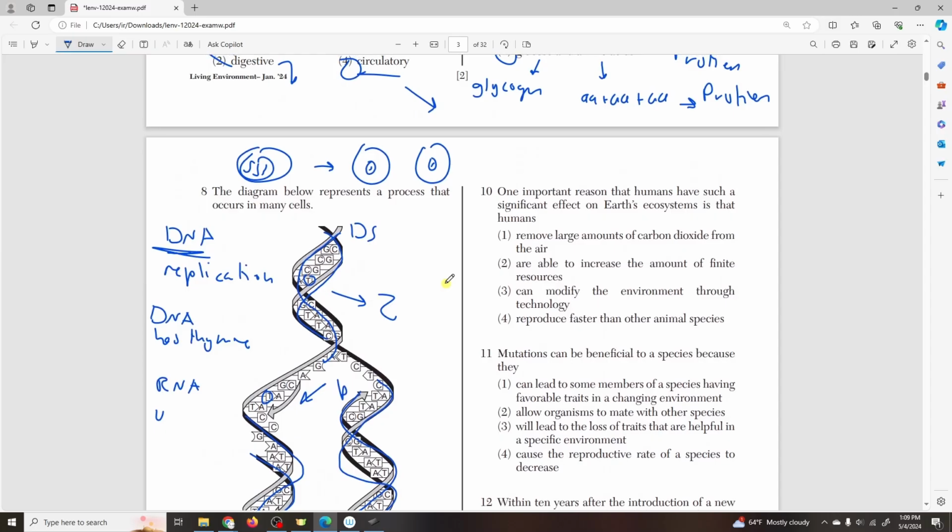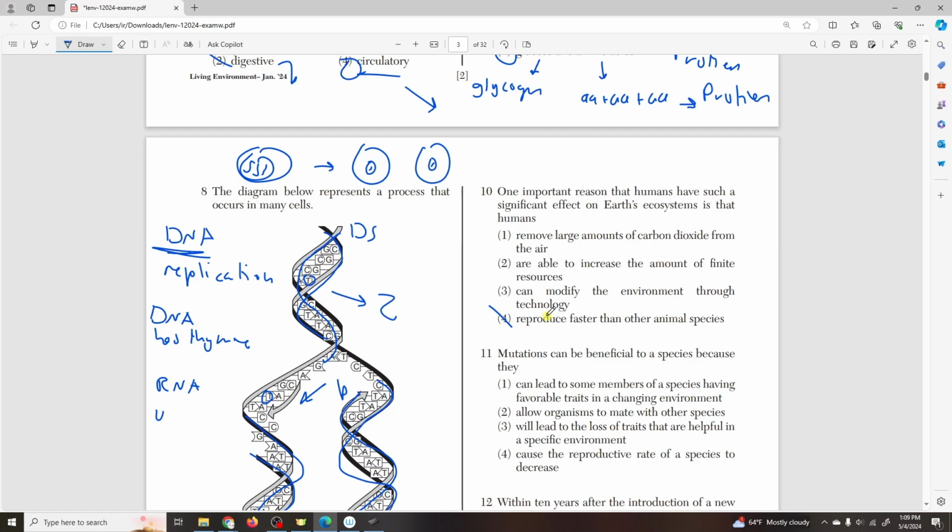Right. So number 10 says one important reason that humans have a significant effect on the Earth's ecosystem is that what? Humans remove large amounts of carbon dioxide from the air. Humans are able to increase the amount of finite resources. Humans can modify the environment through technology, or they can reproduce faster than other animal species. This is false because we don't. It takes 9 months to make 1 human. It takes 6 months to make 6 dogs. So we don't reproduce faster than other species.